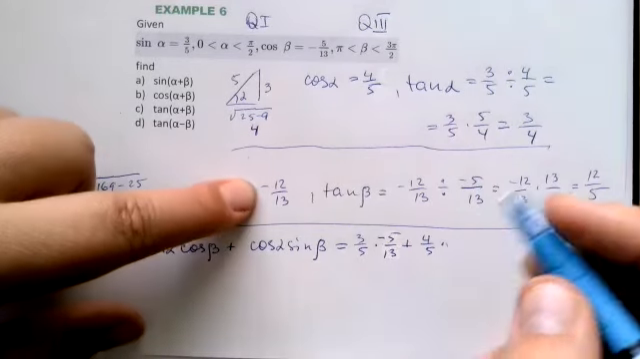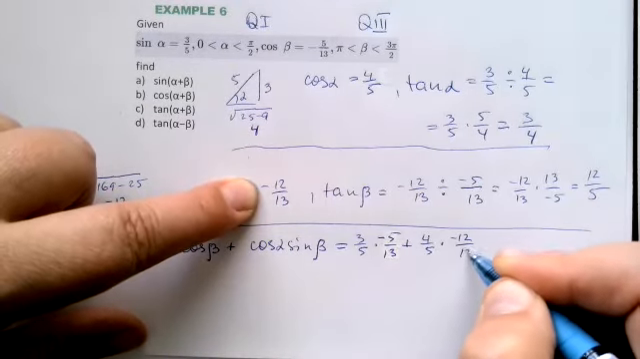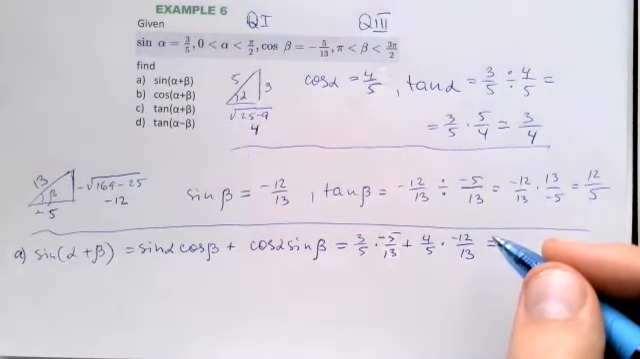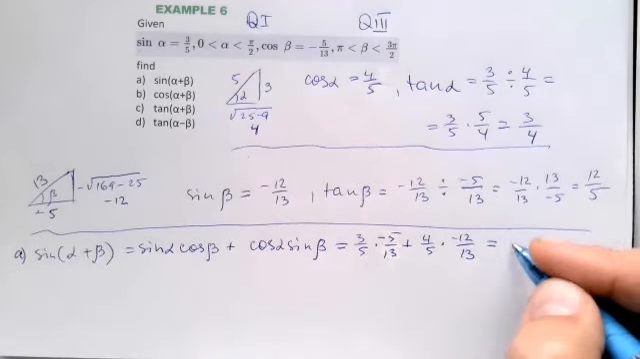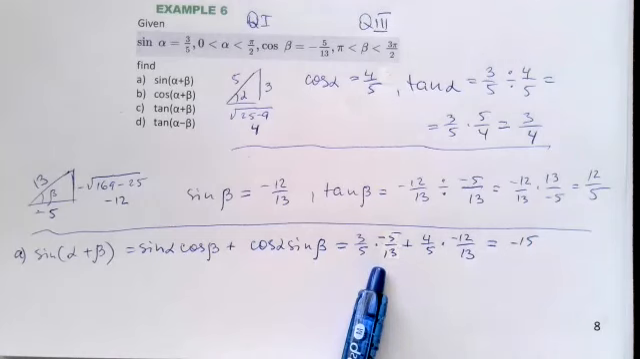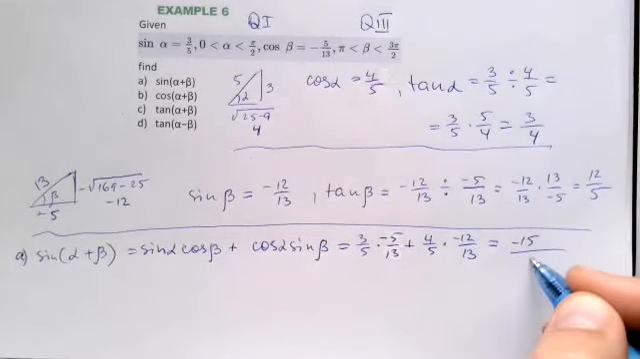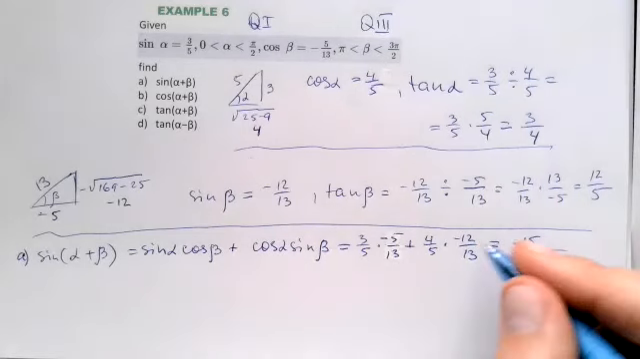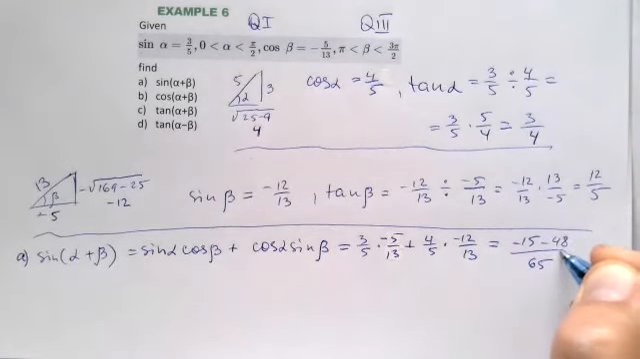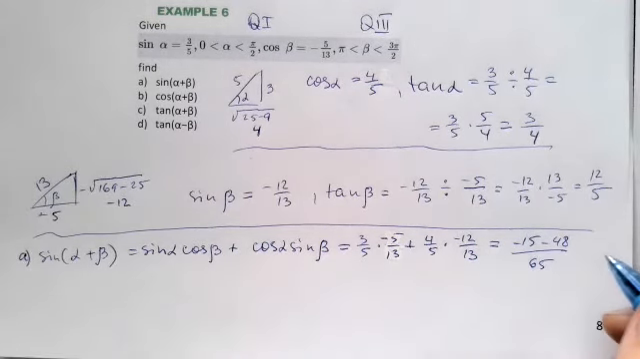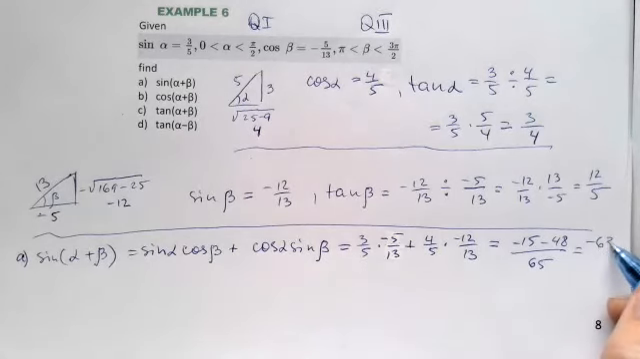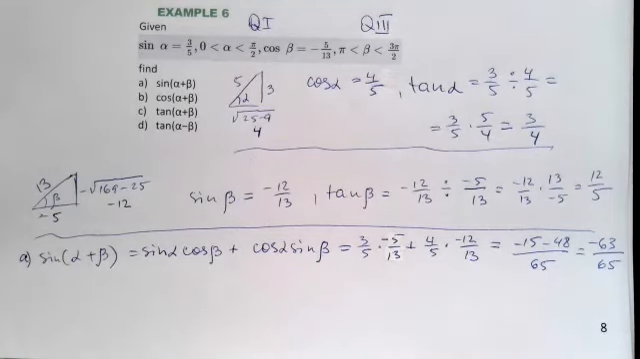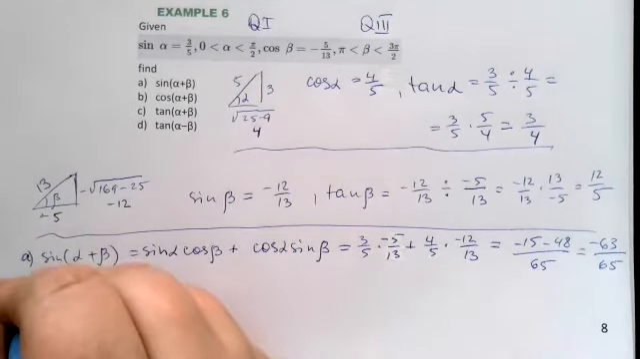So the sine beta is negative 12/13. So now when we multiply all of those values, we're going to get negative 15/65. Here, our denominator is also 65, and the numerator is going to be negative 48. So the result is negative 63 divided by 65. So that's our answer for question A.